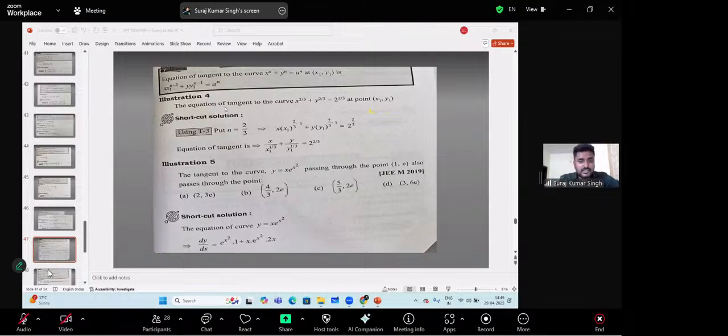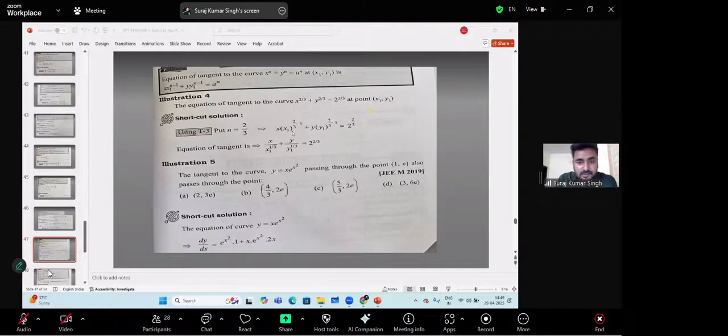The question is: the equation of tangent to the curve x to the power 2 by 3 plus y to the power 2 by 3 equals 2 to the power 2 by 3, at point (x1, y1), we have to find out. How to do? The trick is saying that first of all we will write x into x1 in place of x, so the value will come x1. Here the power n minus 1 is given. So x1 to the power 2 by 3 minus 1, y1 to the power 2 by 3 minus 1, and the right hand side 2 to the power 2 by 3.